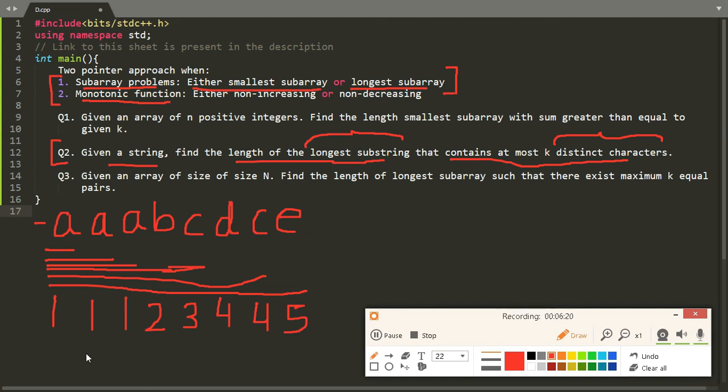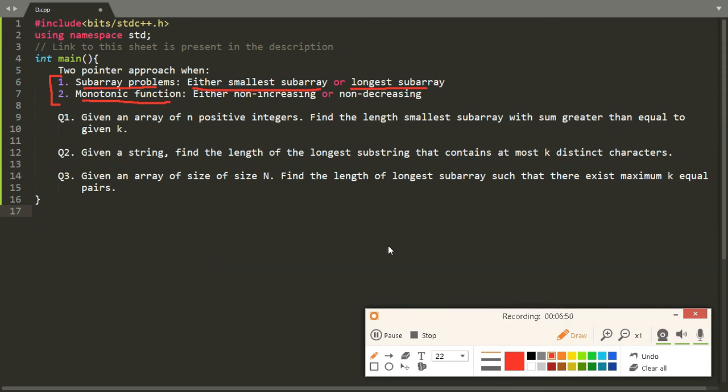So what you can conclude from these values is that the given function is non-decreasing, such that with increasing length of the string, the number of distinct characters either remains the same or increases. So the number of distinct characters in a string is a non-decreasing function. So we can say both the conditions are fulfilled in this question, and we can solve this question using the two pointers technique.